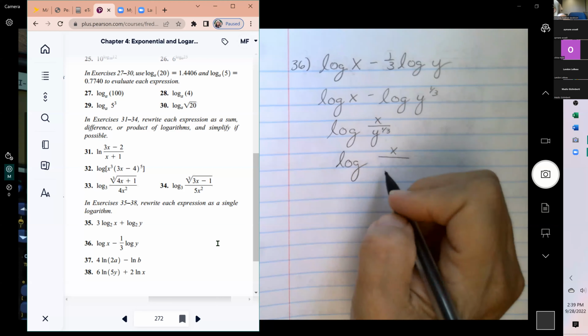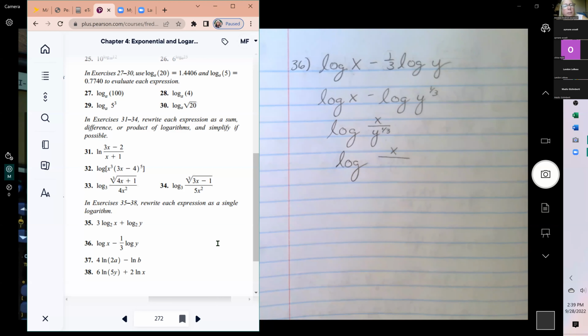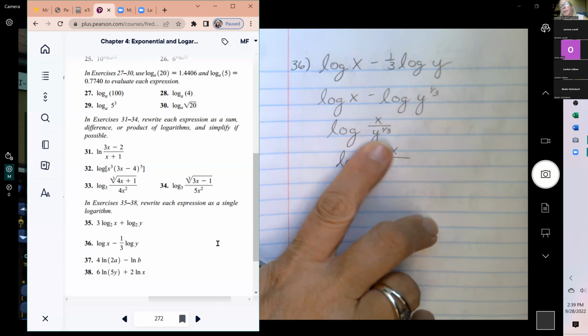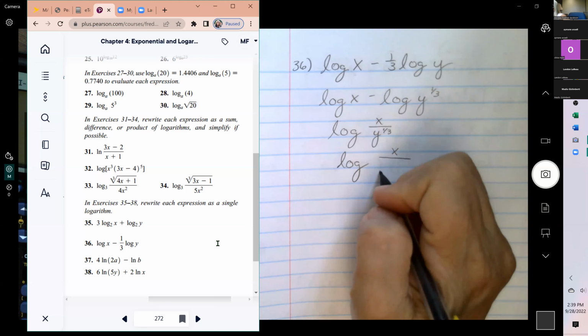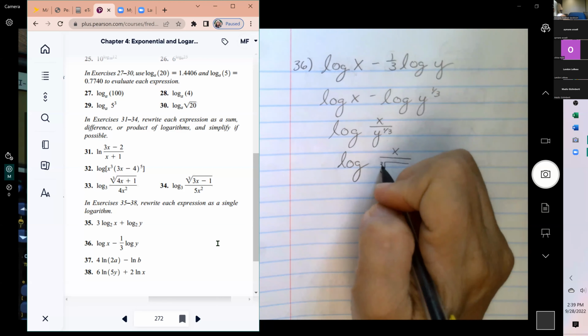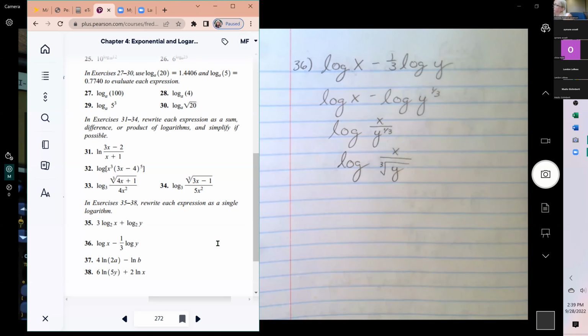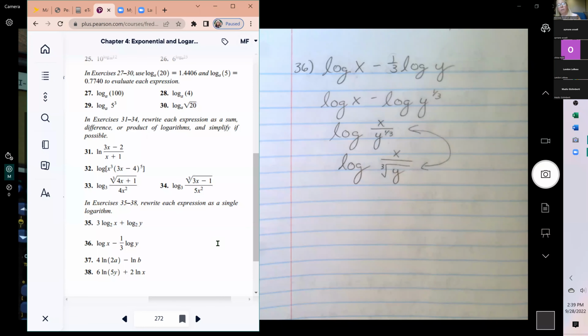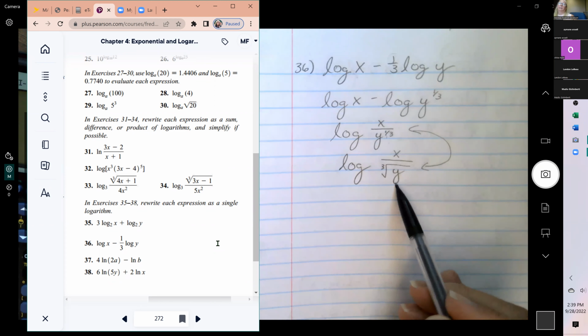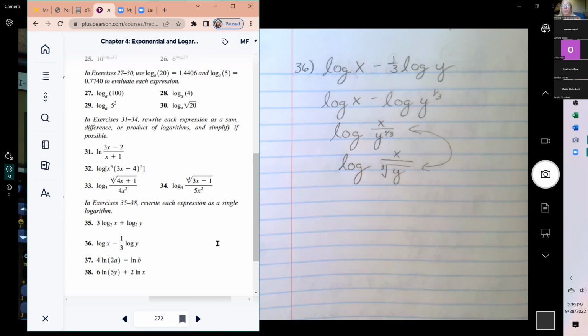But if they did put, let's see how they word it. It just says a single logarithm. But if they do, because this is in the denominator, it's a radical. It would be a cubed root of y. They should accept both of these because they are both a single logarithm. But if they don't take this, then rewrite it like this. On a test, I would accept both of them.